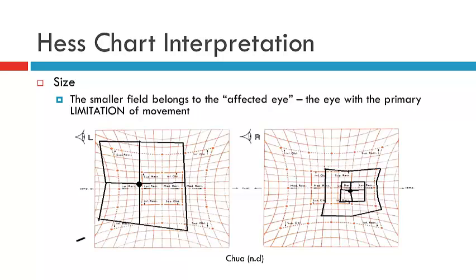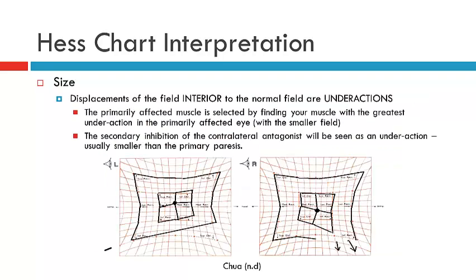Now, when we determine which is the smaller field, we've actually found the field that belongs to the affected eye. So the affected eye in this particular instance is the right eye. And this will thereby be the eye with a primary limitation of movement. Now, looking for underactions and overactions, we'll start with underactions. What we're looking for here is the displacement of the field interior to the normal field.